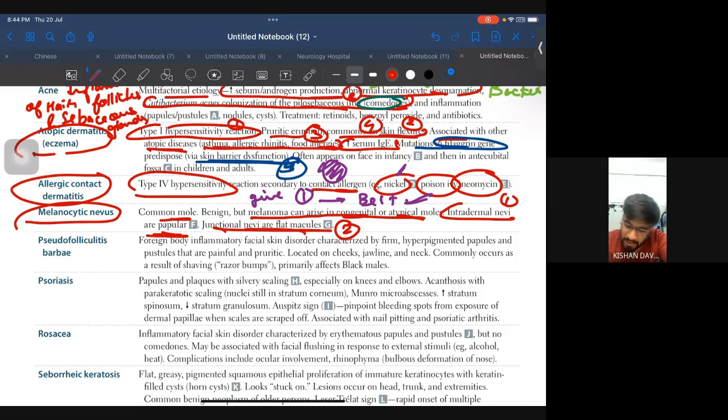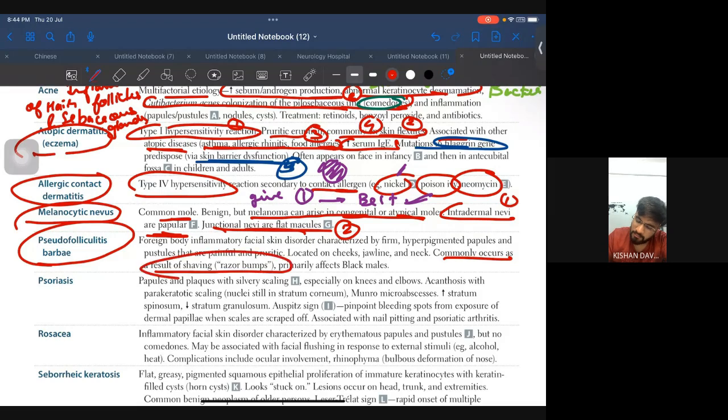All right. Moving ahead. Pseudofolliculitis barbae. So here you need to remember it commonly occurs as a result of shaving. Okay. So if you have seen your father or brother, anyone who is shaving, sometimes some bumps appear on the neck. That is what is known as pseudofolliculitis barbae, and in the question they will definitely give you a history of shaving. Okay. Psoriasis. This is very important.